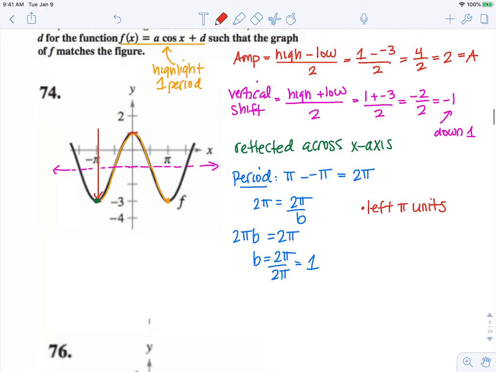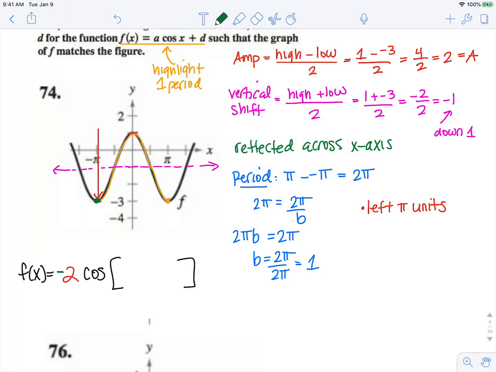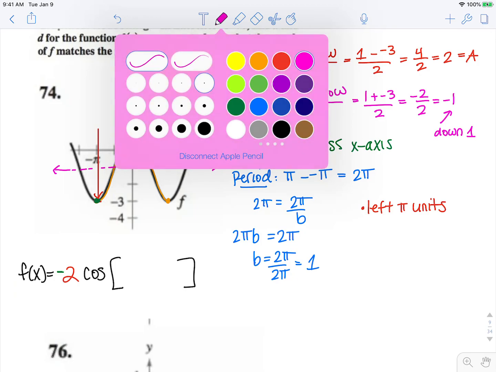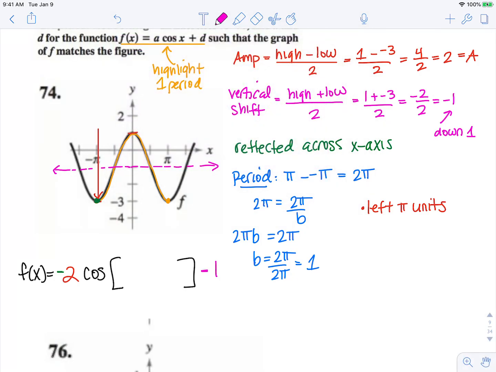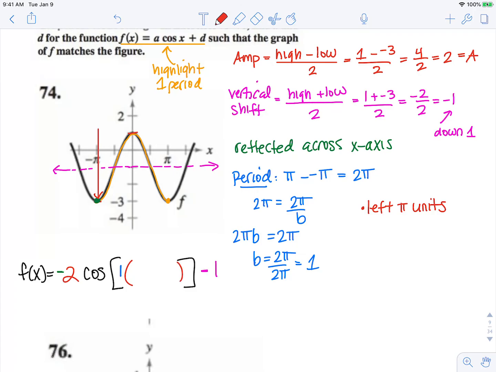So I have everything I need now to write this cosine curve. F of x equals cosine, and stuff is happening to it. First, we have an amplitude of 2. We know that is reflected across the x-axis. It's shifted down 1. Our period is 2 pi, therefore b is 1. And we went left pi units, so that's x plus pi. So from looking at that one period, I was able to analyze it and find all the parts for the equation.